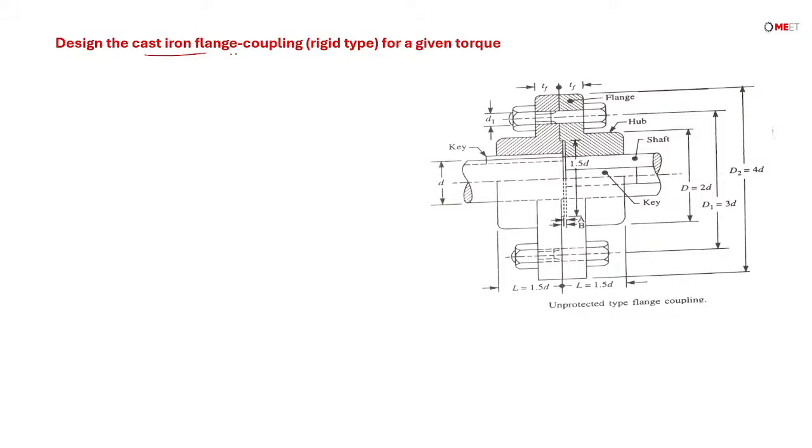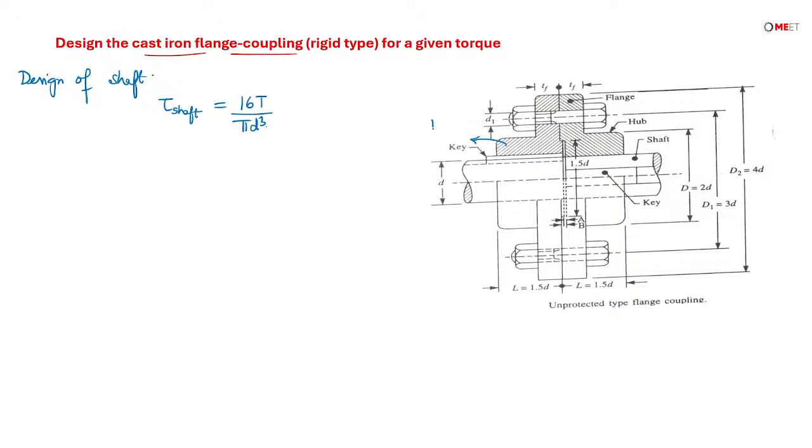Design the cast iron flange coupling for the given torque. First we start with design of shafts. Design of shafts has already been done. So torque for design of shaft, the shear stress can be expressed as tau for shaft is equal to 16 T by pi d cube.